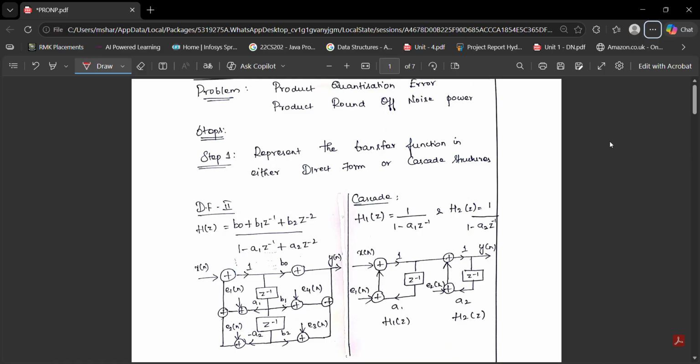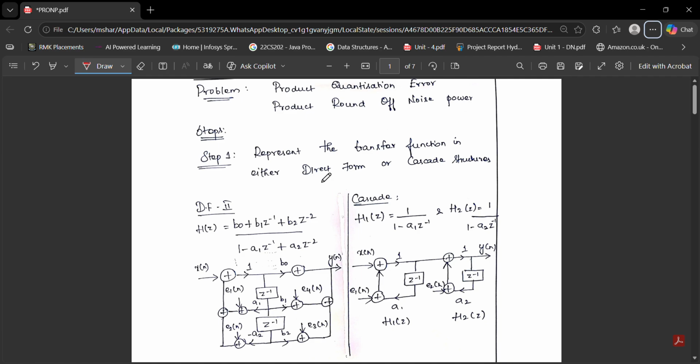This is Sharu. So in this video we'll discuss a problem on product quantization error, which is also called product round-off noise power. Before getting into the problem, I would like to recall the steps involved in solving it. First, from the given question we will take the transfer function and represent it either in direct form or in cascade form.